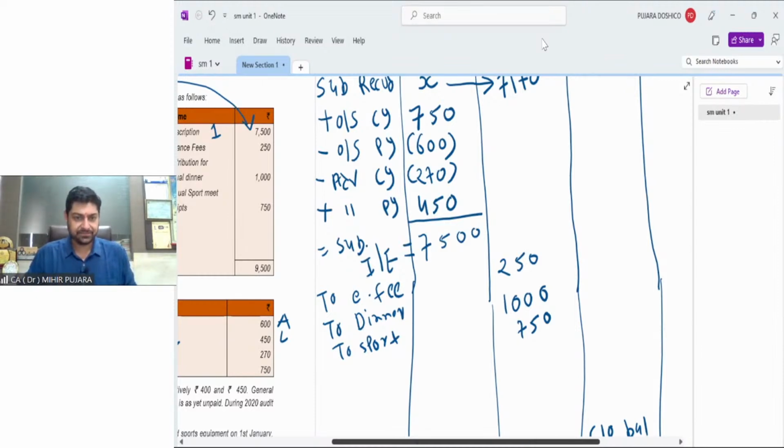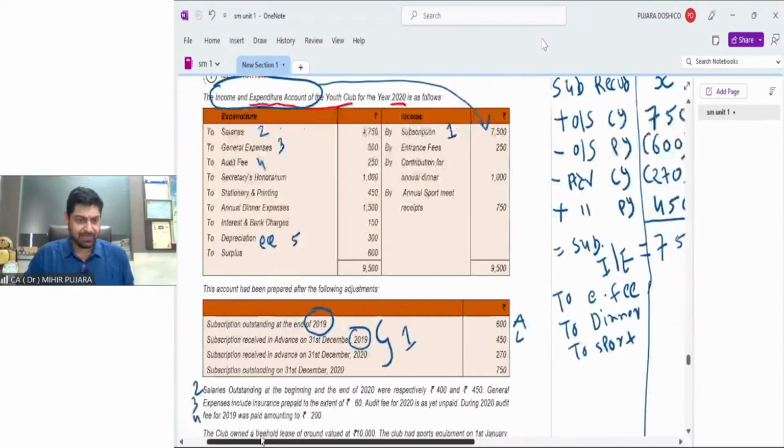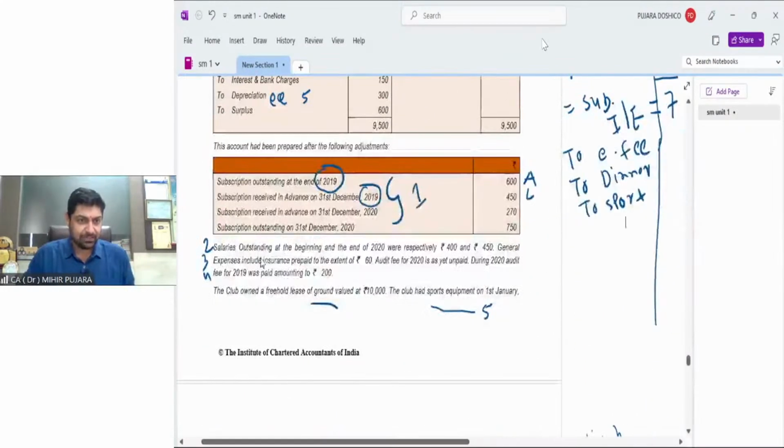Okay. Next one. After this, your income side is over. Let's go to the expenditure side. The first is salary 4750. Adjustment number 2.